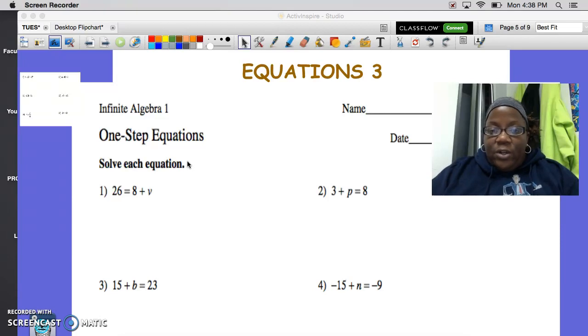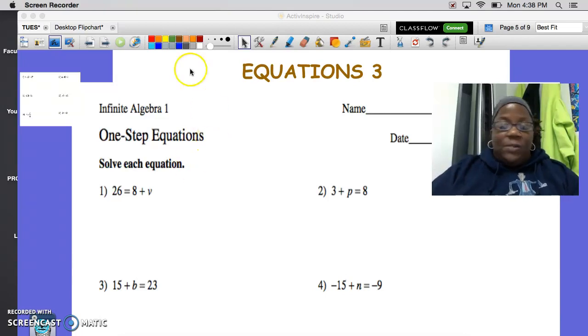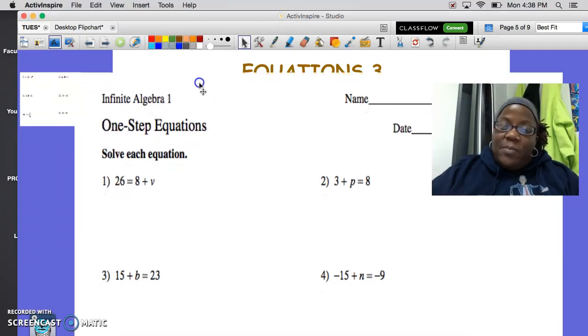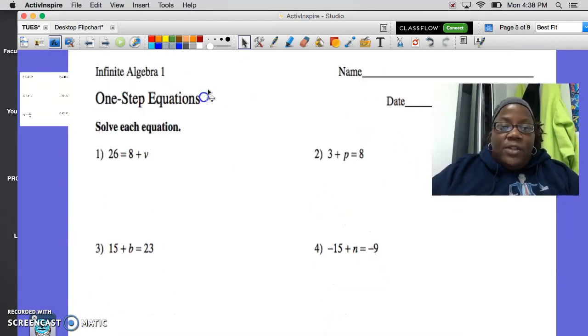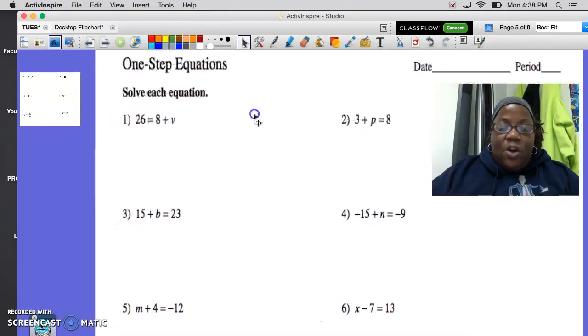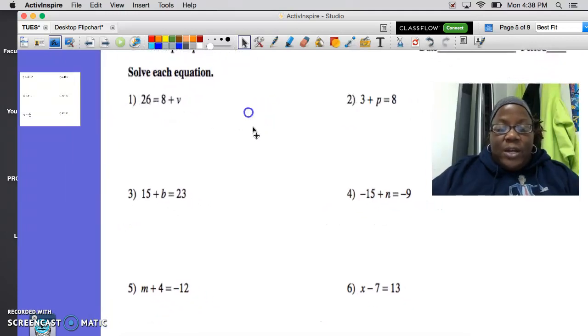And some of you are working on equations 3. I'm going to do some of these problems for you, but either way, they all work the same, okay? So whether you're in packet 1, 2, or in this packet, equations 3, which is actually just a front and back page, these simple one-step equations all work the same way. It's just being able to recognize what kind of problem it is and what to do after it.